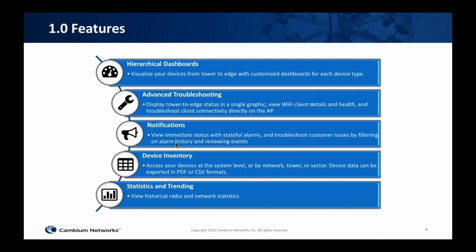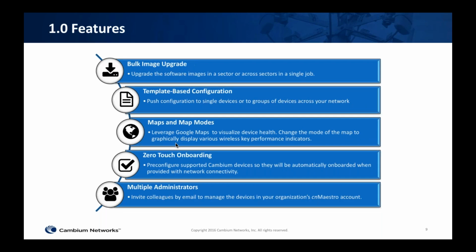Other thing is device inventory. So you can check all the units in your network in one table, so you can access and filter devices you have in your network. Other thing that is obviously useful is all types of statistics, and we're constantly improving it in the CN Maestro. We are adding more features for the statistics and trending.